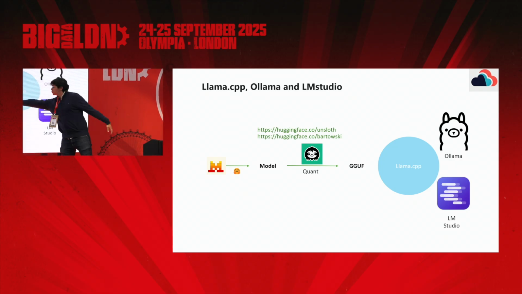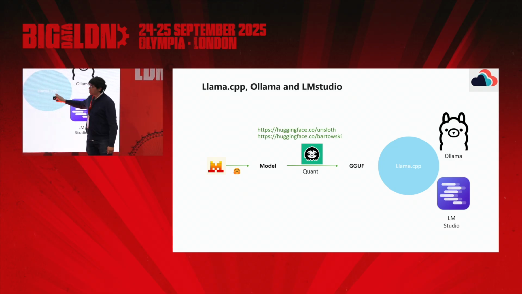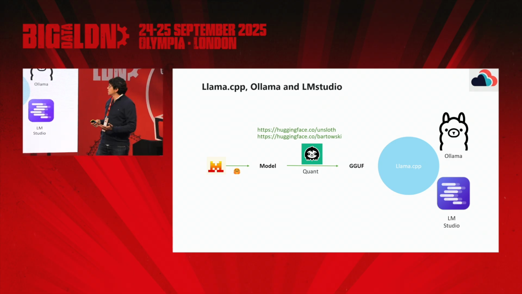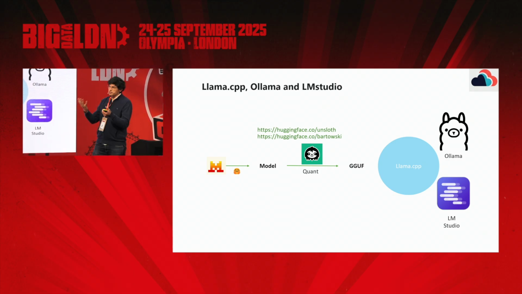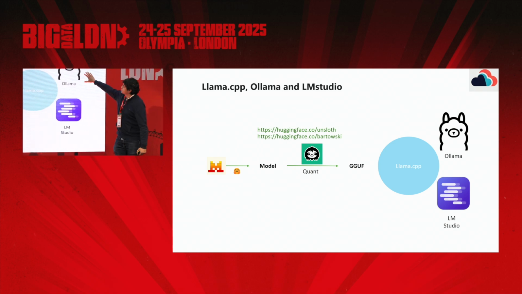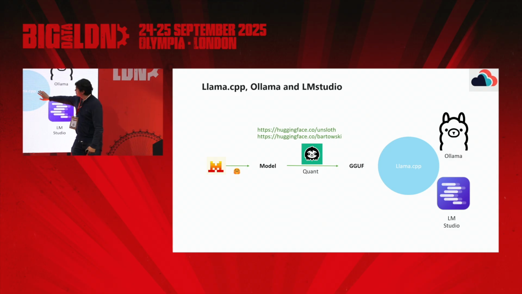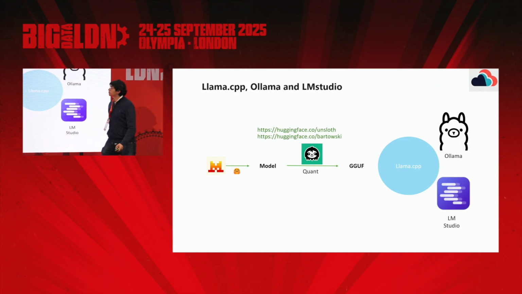Then this GGUF is used by something called Llama CPP. Llama CPP is usable, but it's more technical. On top of Llama CPP, there are some really good projects. One of them is Ollama, and then you have LM Studio. You can use these, which in turn use Llama CPP to interact with the GGUF.